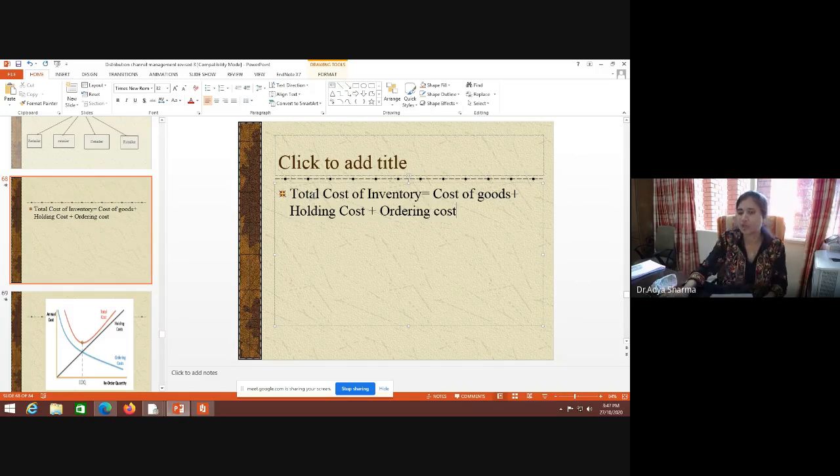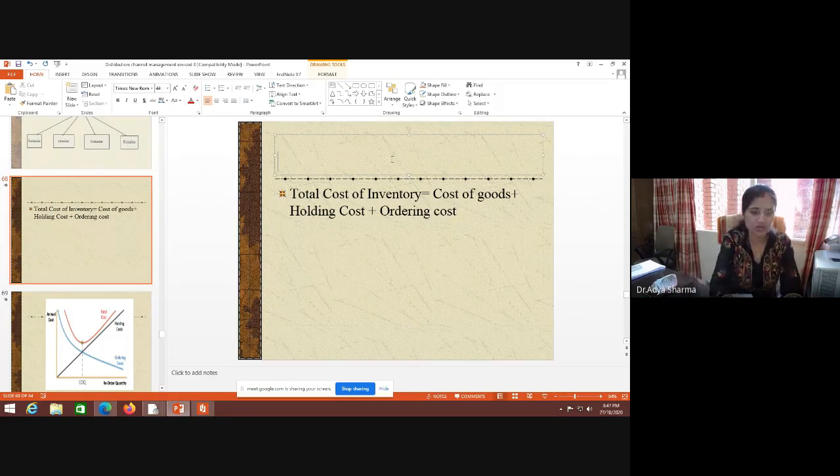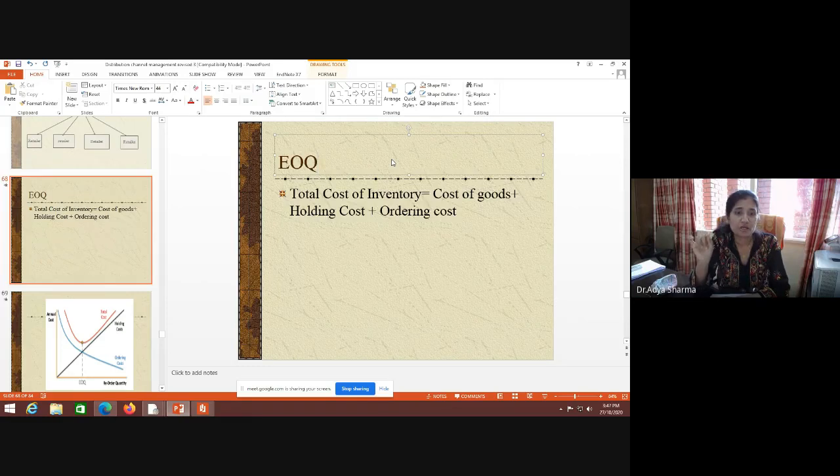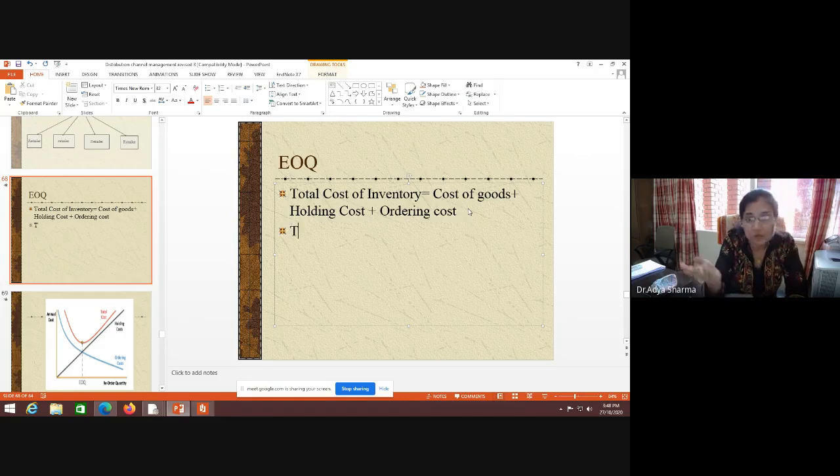Now, when we are talking about EOQ, what does it mean? EOQ says that the economic order quantity should be such that this total cost is minimum, right? So let's do this little mathematics. And when I do this, let me classify. Do it with me. It will help you if you can. So let T be the total inventory cost.